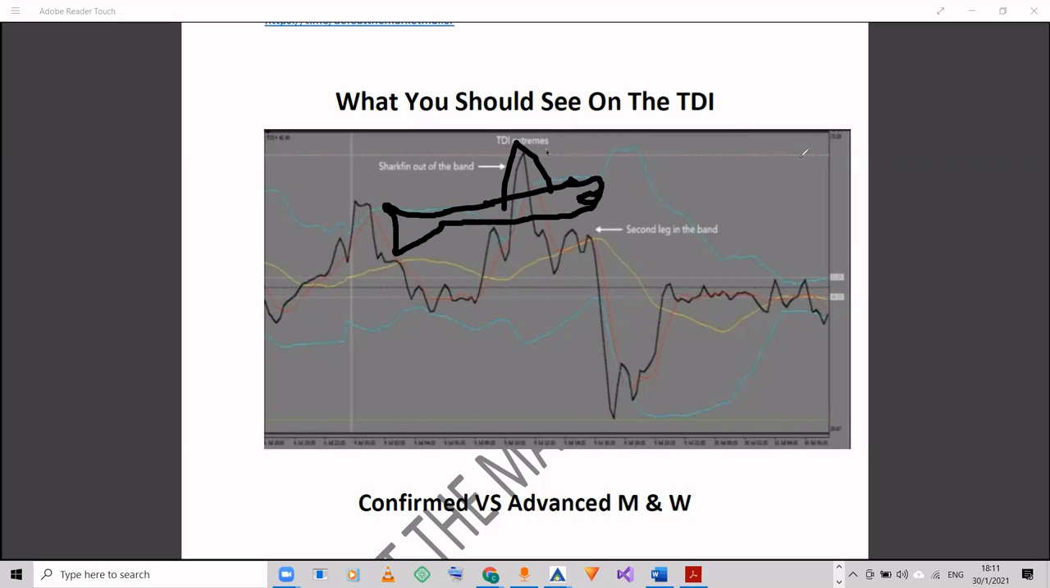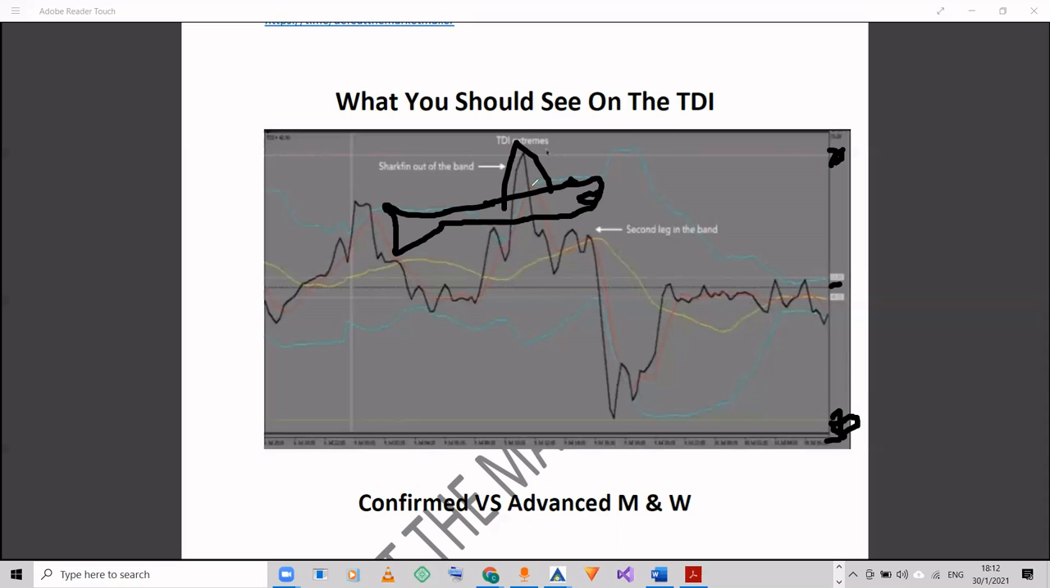The TDI extremes are roughly when this is around 70 and above. That's the extreme on the high side. Then around this area, 30 and below, is the extreme on the bottom side of the TDI. The middle point right here is 50.